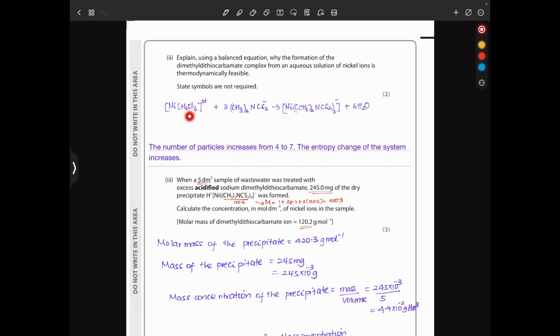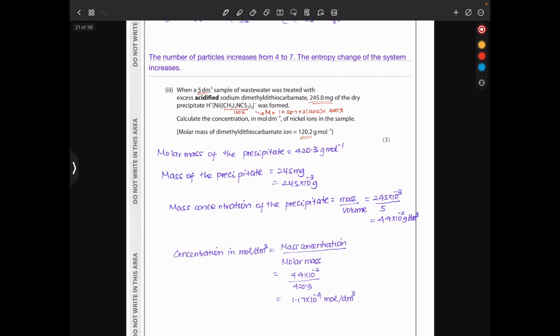So I got the nickel reacting with the 3 of the ligands we saw, and then the complex is formed and 6 water molecules. Because this is a complete ligand exchange reaction, when we look at the reactant side, we have 4 particles. The product side has a total of 7 particles, so there is an increase in the entropy of the system, and therefore it's going to be thermodynamically feasible.